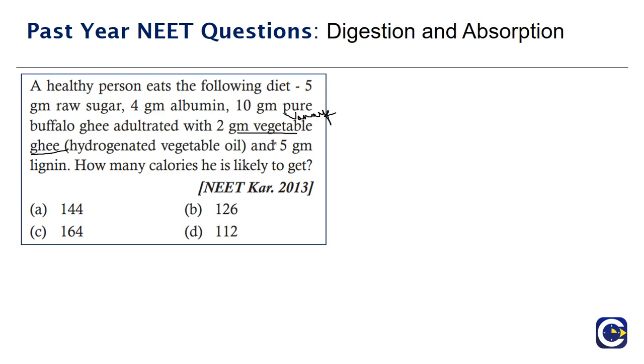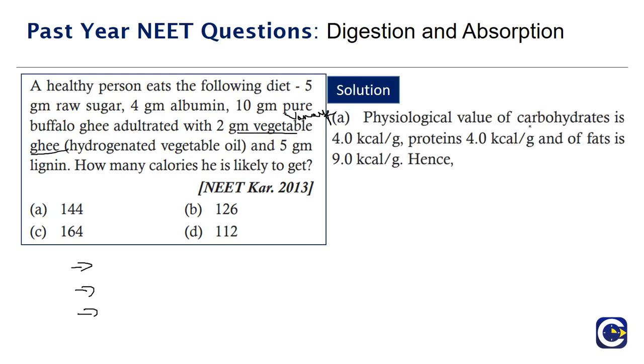So we need to know the physiological values of calories. Okay, so we'll see what the values are. Oh, we have it in the solution. Of carbohydrate, we know raw sugar is like glucose, so we can translate it as carbohydrate. It's given as 5 gram, and we have 4 kilocalories per gram, so we have 5 grams here.